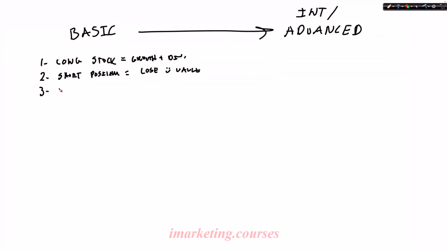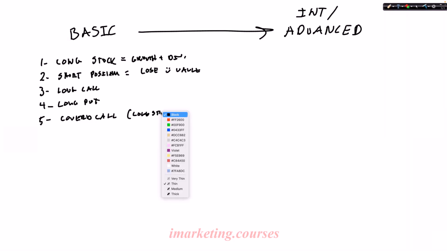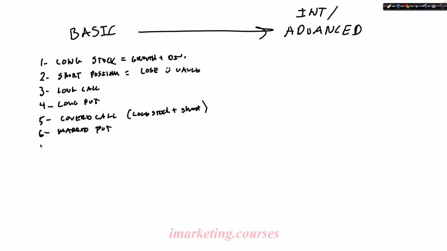Number 3 is we have a long option. We could call it a long call. Number 4, we could say we have a long put. Number 5, we could have a covered call, which combines long stock plus a short call. So that's our first complex trade where we have more than one thing going on. We're marrying two things, which could lead to a married put. And we could also, in isolation, have what we call a cash secured put.